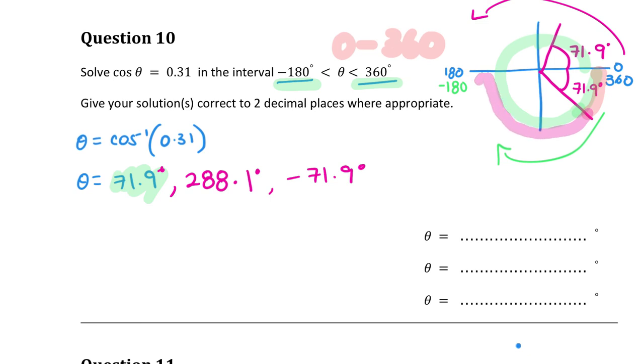And then I'm going to stop at minus 180. So as you can see here, I've gone round and I've gone from 0 to 360 and then 0 to minus 180. And I have 3 answers.